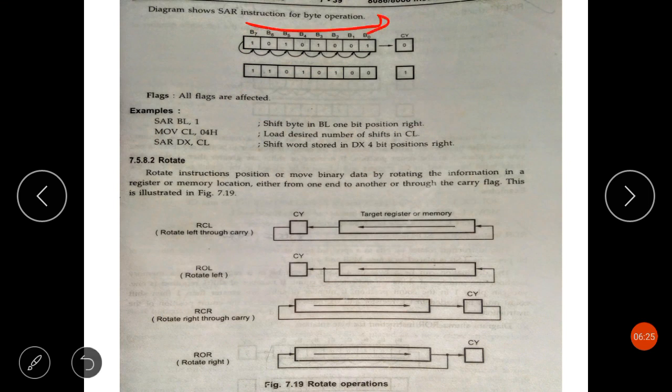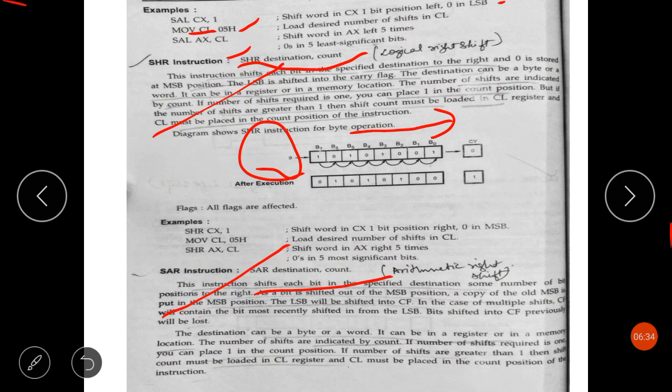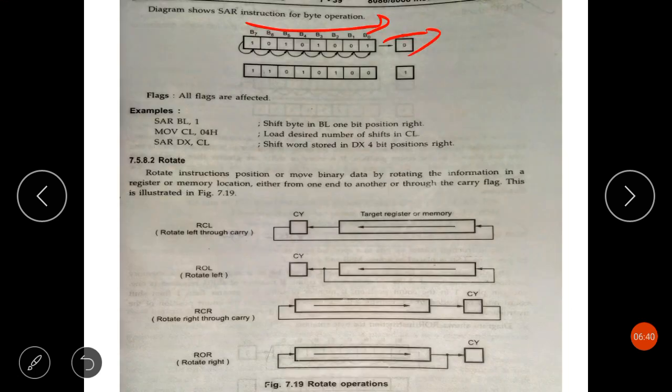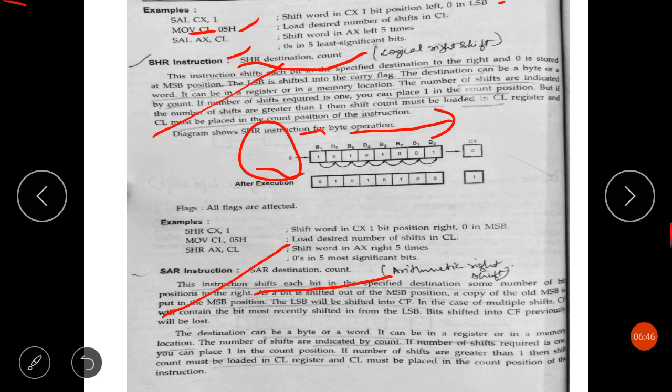The LSB will get stored in the carry flag. In SHR, 0 was getting stored in the MSB, but in the SAR instruction the same MSB will get copied and stored in the MSB only. The MSB will remain the same. So this instruction shifts each bit in the specified destination some number of positions to the right, and as a bit is shifted out of the MSB position, a copy of the old MSB is put in the MSB position. The LSB will be shifted into the carry flag.